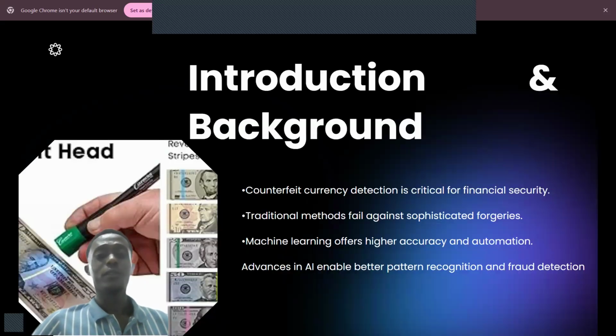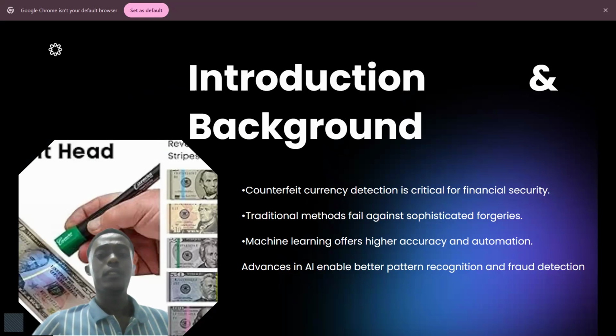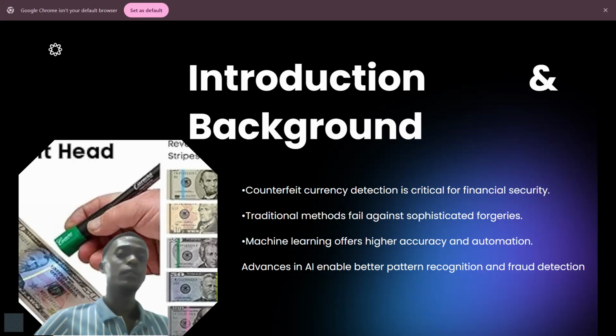The introduction and background. Counterfeit currency detection is critical for financial security. As I had said, up to date, traditional methods fail against sophisticated forgeries just because they were deployed back in the days. People have managed to come up with forgeries that seem to be the actual banknotes, and traditional methods have failed to mitigate this problem. So we devised machine learning, which offers accuracy and automation, and advances in AI to enable pattern recognition and fraud detection to curb this problem of counterfeit currency.